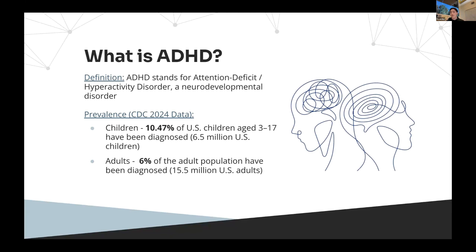And for the prevalence of ADHD, based on what we found from the CDC this year, as you've seen on the slides, roughly 10 or almost 11% of children, so almost 1 in 10 or more, have been diagnosed. That leaves a lot of room for many who haven't been diagnosed. The number is 6.5 million based on the current population of the United States. And the same with adults: it's 6% of the adult population, which would be 15.5 million US adults. So it is a widespread diagnosis.